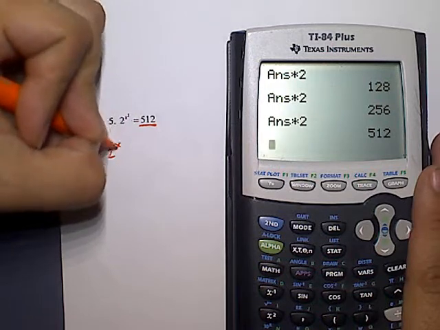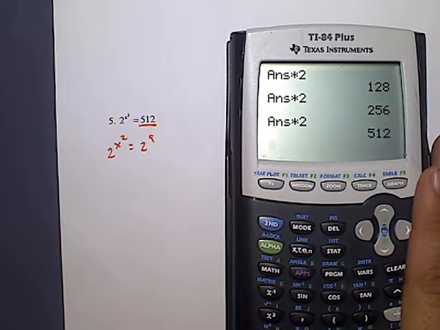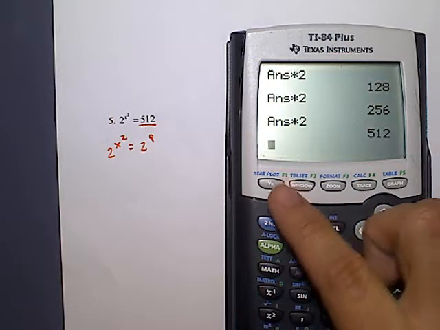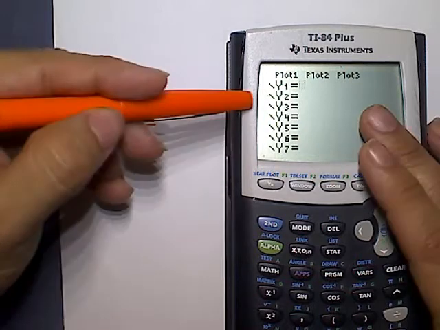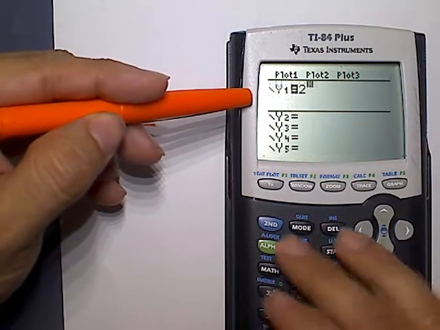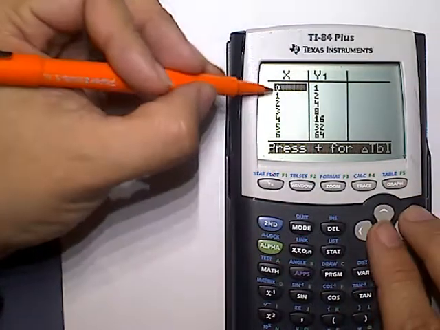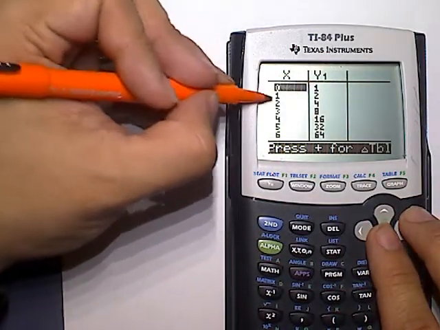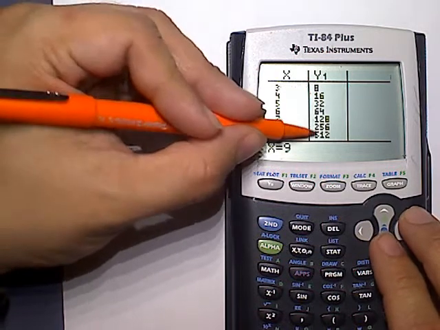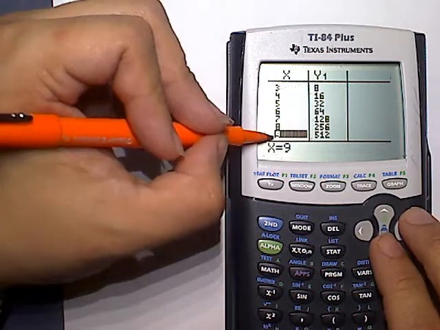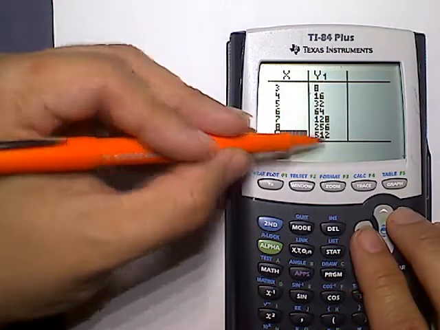2 to the x squared is equal to 2 to the power of 9. But the other way that we could check this a little bit faster is if we go to y equals, I want to know the powers of 2, so what is 2 to the power of x? Because this is going to give me all the numbers that I could have. We'll go and check our table. 2 to the power of 0 is 1. 2 to the power of 1, and so on. All we have to do now is find out where the number 512 is, and it's right next to the number 9. So 2 to the power of 9 is 512.